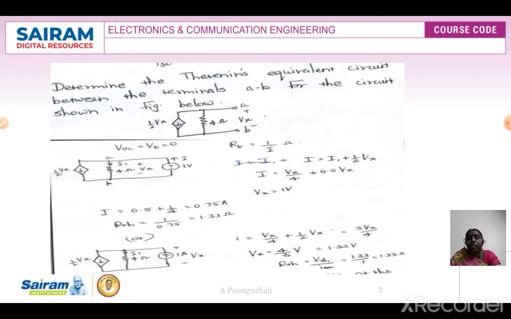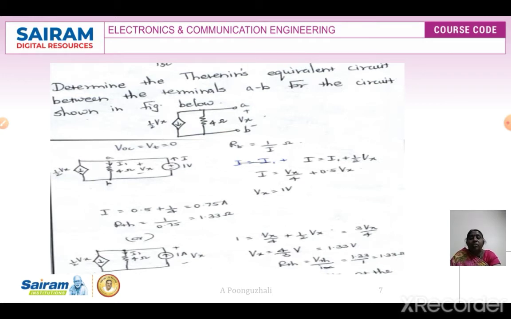So I can connect either a 1 volt voltage source or a 1 amp current source. If I connect a 1 amp current source, in this case the equation is: incoming current is 1, outgoing current is I1 plus half Vx. So 1 is equivalent to Vx by 4 plus half into Vx, that is nothing but 3 Vx by 4. So what is Vx from this? It is 4 by 3 volts. So what is RTH? VTH by ISC. ISC is what?